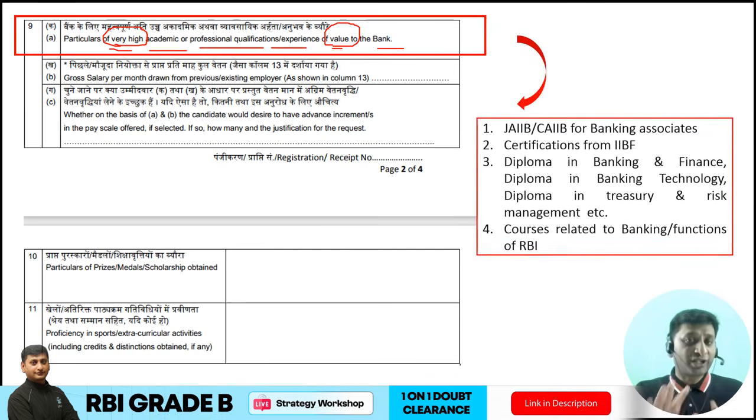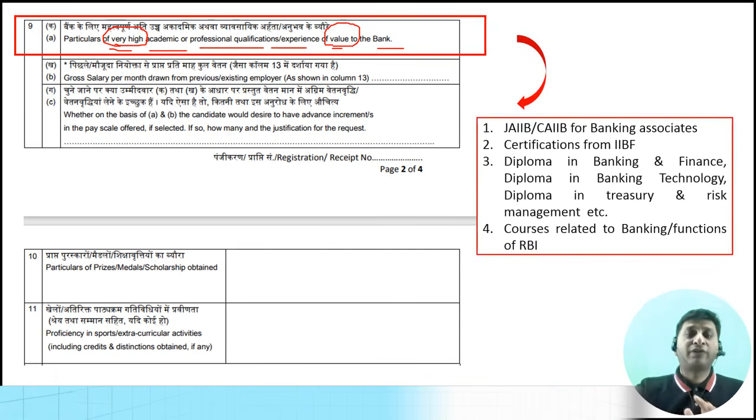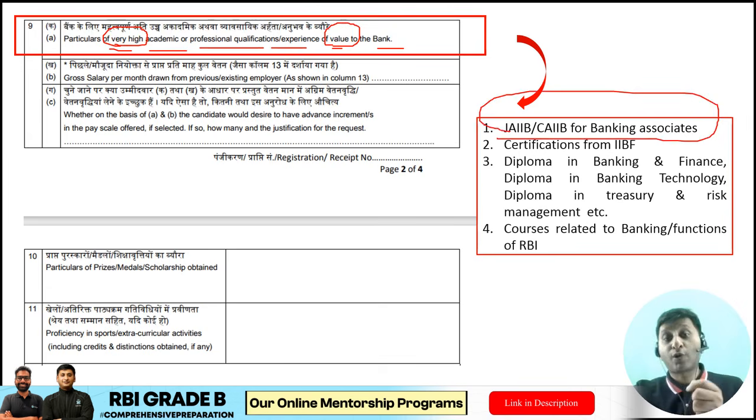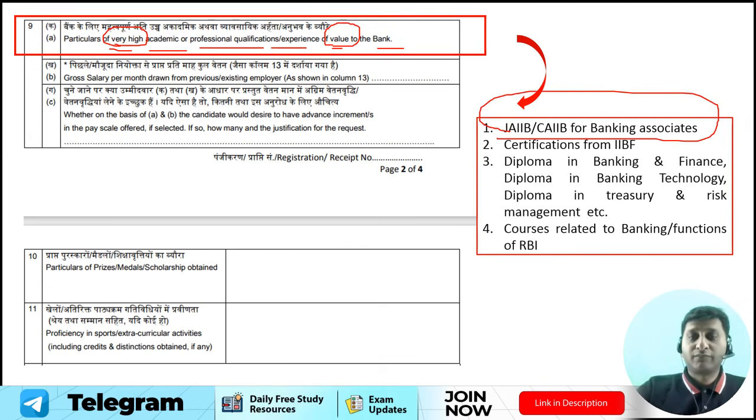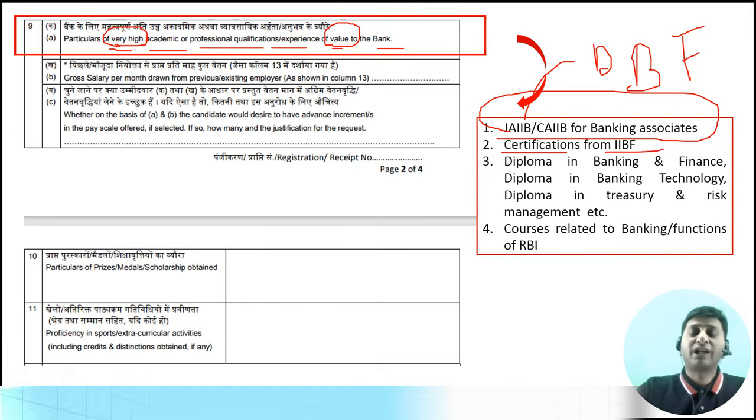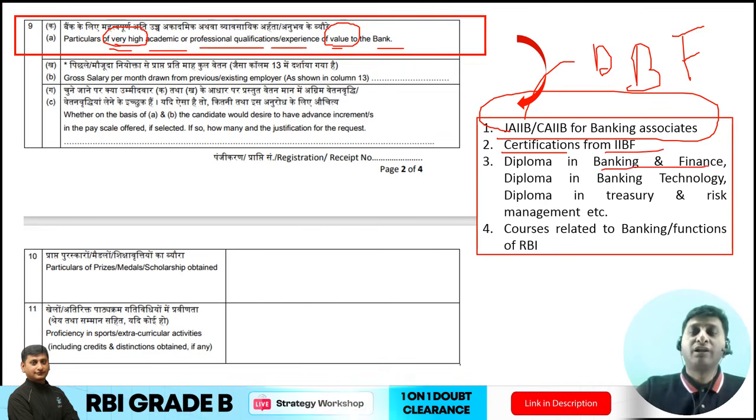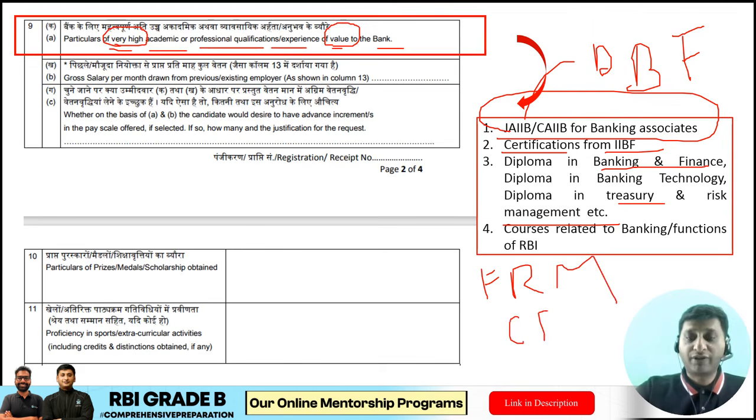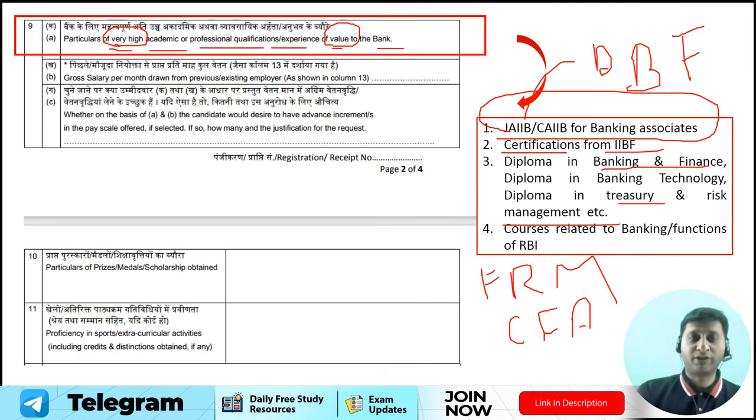Right. For example, some scenarios can be if you have passed JAIIB and CAIIB certifications, right? So this is basically only given by the people who are already working in the bank. But an alternative of JAIIB is Diploma in Banking and Finance, DBF. So even if you have cleared this, you can mention this. Any other certifications from Indian Institute of Banking and Finance, any diploma you have done in banking and finance, treasury, risk management, say you have done FRM, financial risk management certification, you have done CFA certification, right? So these are something which are very high professional qualifications, and this can be of value to the bank, right?